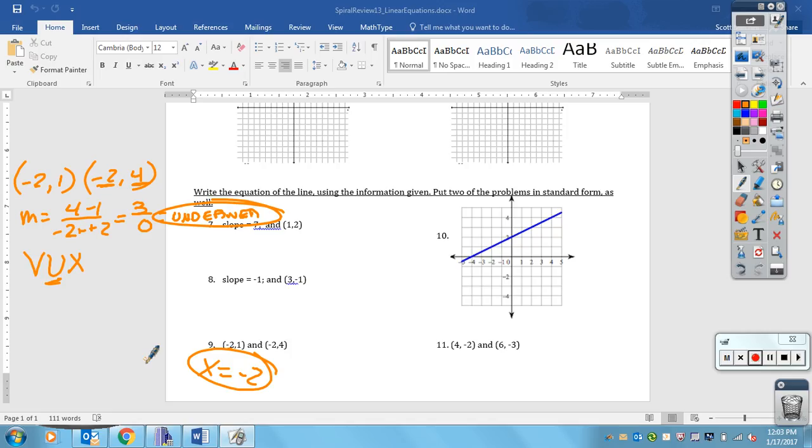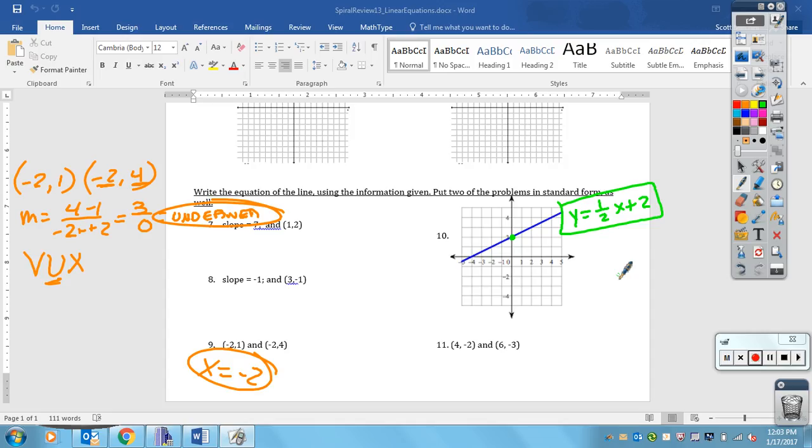For number 10, write the equation of this line. We know the y-intercept is 2, so it's plus 2. The slope looks like up 1 over 2, up 1 over 2, so it's 1/2. Positive 1/2 x plus 2. This is slope intercept form.